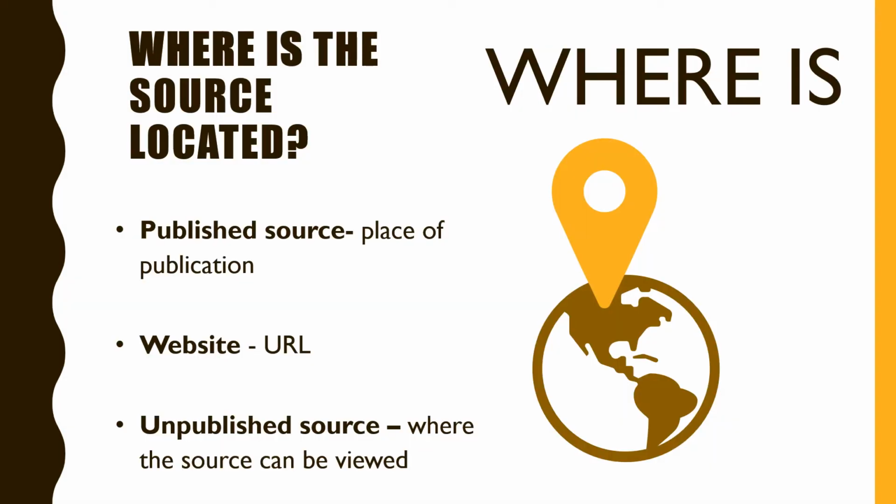When we talk about where is a source located, we're talking about a place of publication if it's published. If it's a website, that place is a URL. That's where we can actually locate it. If it's an unpublished source, this is where the source can be viewed.